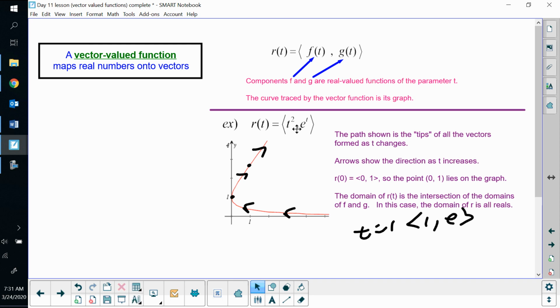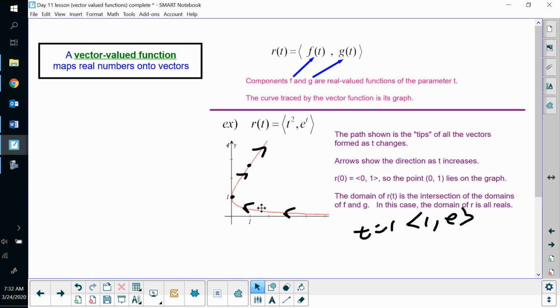So say we had this, t squared, e to the t. This red curve is all the different terminal points for different values of t. Now t is not necessarily representing time here. We could have negatives. So again, if you put 0 in, you'd have 0, 1. So notice that point's here. If you put 1 in, you'd have 1, comma e. If you put negative 1 in, you would have 1, comma 1 over e, so whatever 1 over 2.7-ish is. So that would be here.